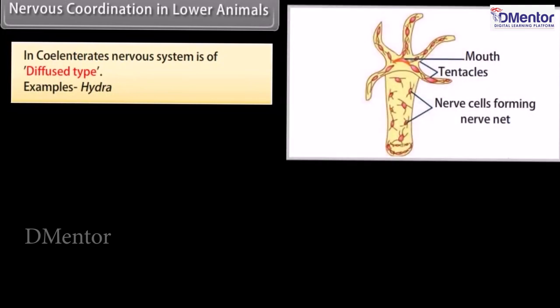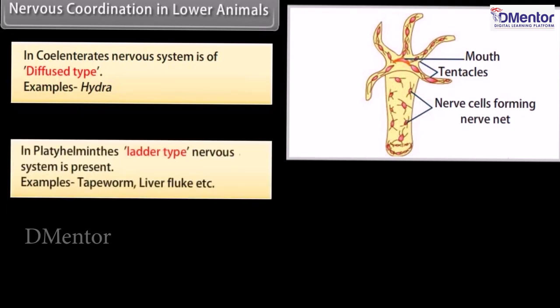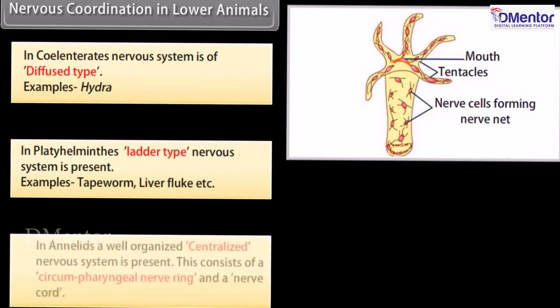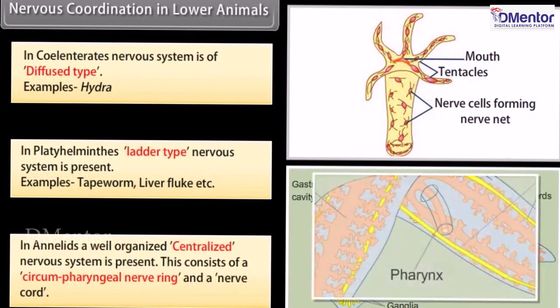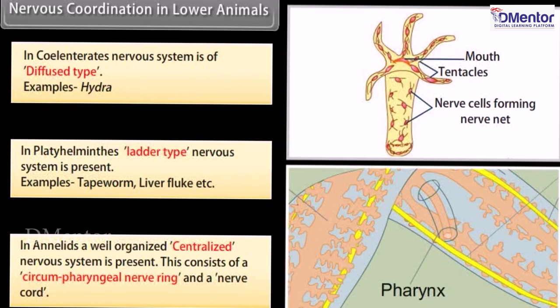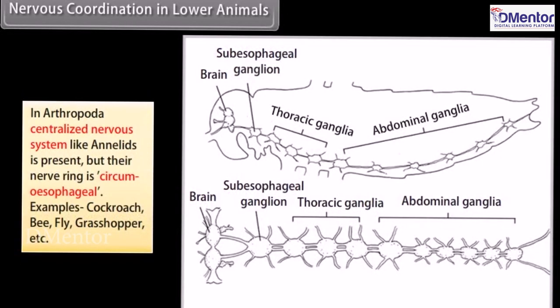Nervous coordination in lower animals. In coelenterates, the nervous system is of the diffused type. Example: hydra. In platyhelminthes, a ladder-type nervous system is present. Examples: tapeworm, liver fluke, etc. In annelids, a well-organized centralized nervous system is present. This consists of a circumpharyngeal nerve ring and a nerve cord. In arthropoda, a centralized nervous system like annelids is present, but their nerve ring is circumesophageal.